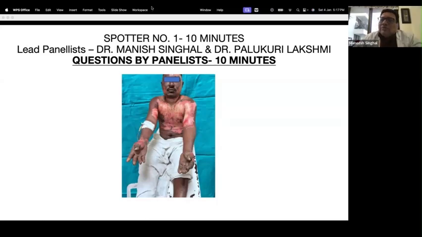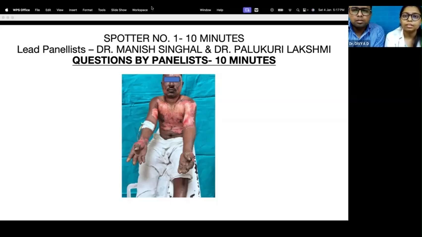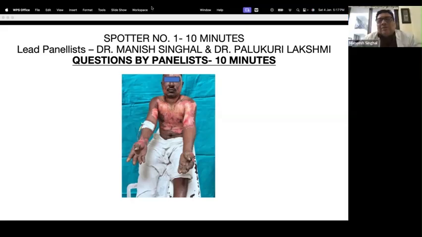Any other access? What about interosseous access? Yes, sir. In a pediatric patient, we can use interosseous access, sir. Have you ever seen interosseous access? Yes, sir. Which site is used? The tibia. Which part of the tibia? Anterior, sir, near the shin of the tibia. So you can use interosseous access also in children.